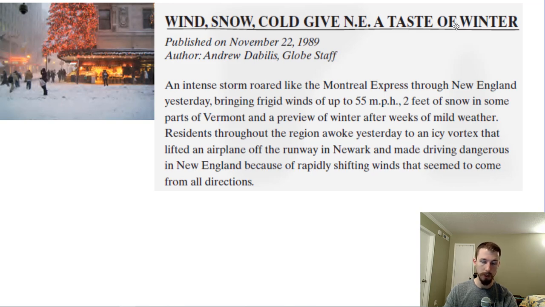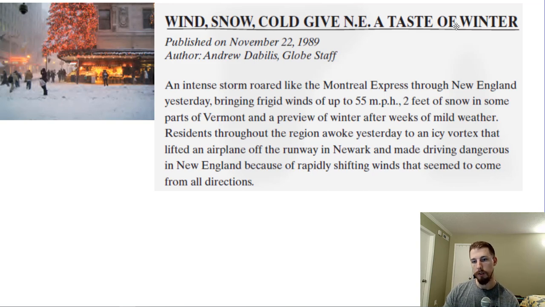So at certain points it peaked at 55 miles an hour. So the average for the day, because it wasn't 55 the whole time, averaged around 6.8. 2 feet of snow in some parts of Vermont, and a preview of winter after weeks of mild weather. So typically they're saying we do have mild weather, but all of a sudden this was just a crazy day, just kind of like a perfect storm type thing.